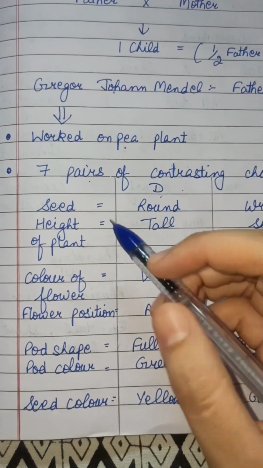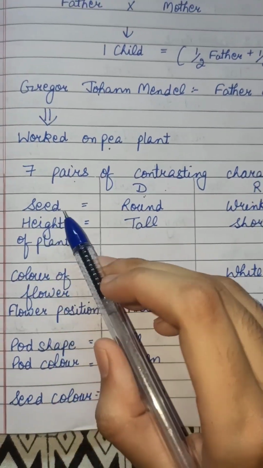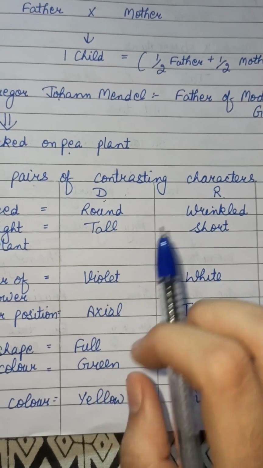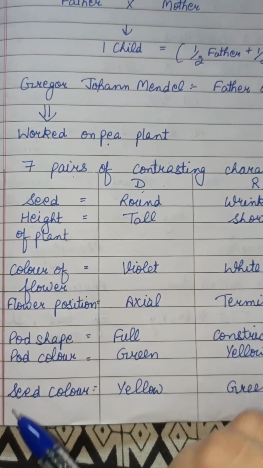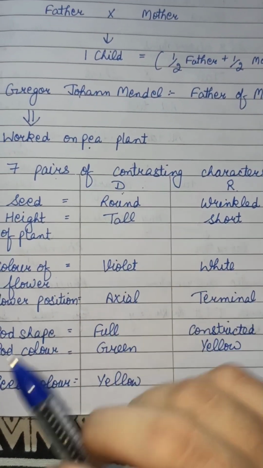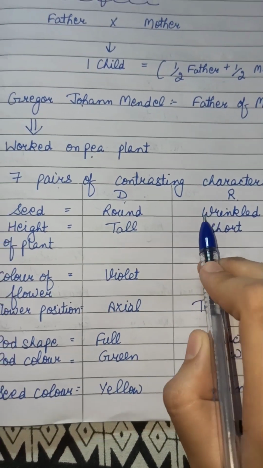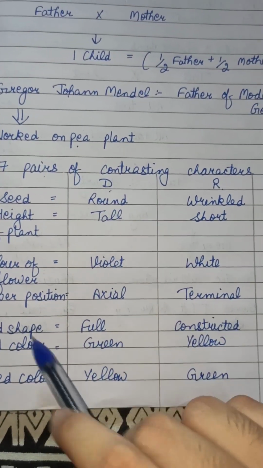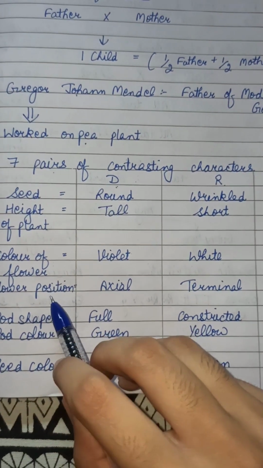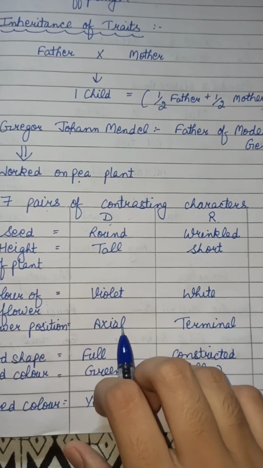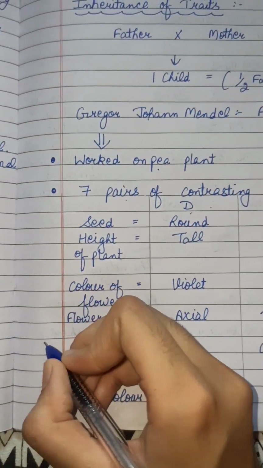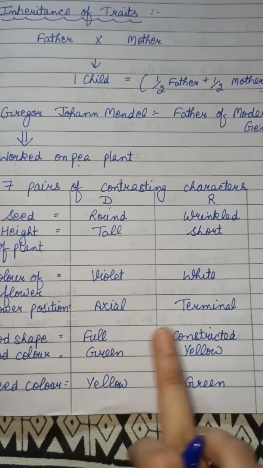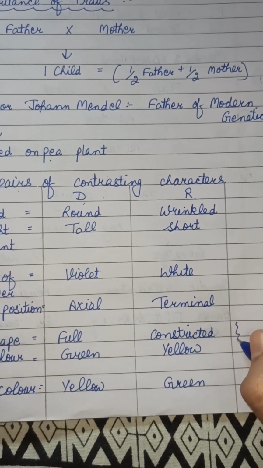So here are these 7 characters. First is seed shape. Its dominant trait is round and recessive trait is wrinkled. Then second is height of plant. Now its dominant is tall plant, that is tall pea plant, and recessive trait is short pea plant. Now next is color of flower. Violet flower is dominant and white flower is recessive. Next is flower position. Axial and terminal. Pod shape means the pod of pea plant inside which the seeds are enclosed. Full or constricted. Constricted means wrinkled like this.